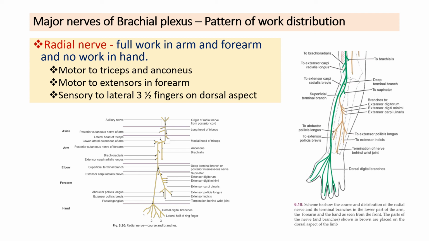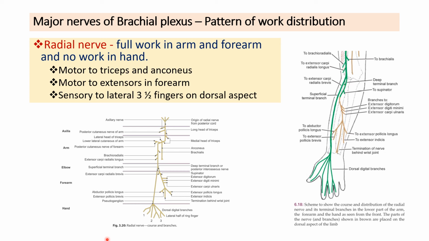Now coming to the radial nerve. The radial nerve is derived from the posterior cord of brachial plexus, which is formed by the posterior divisions. So it will be having the root values of C5, 6, 7, 8 and T1. Then it is supplying the dorsal aspect of the upper limb.